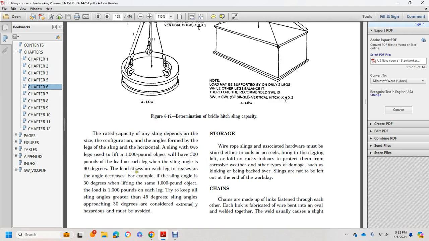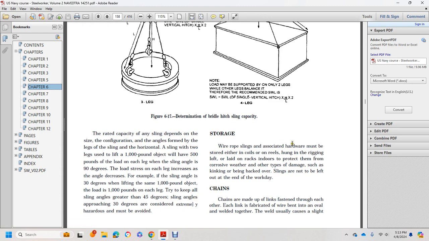With a sling angle of 90 degrees, the load strength on each leg increases as the angle decreases. For example, at a sling angle of 30 degrees, lifting a 1,000 pound object puts 1,000 pounds on each leg. Try to keep all sling angles greater than 45 degrees. Sling angles approaching 30 degrees are considered extremely hazardous and must be avoided.